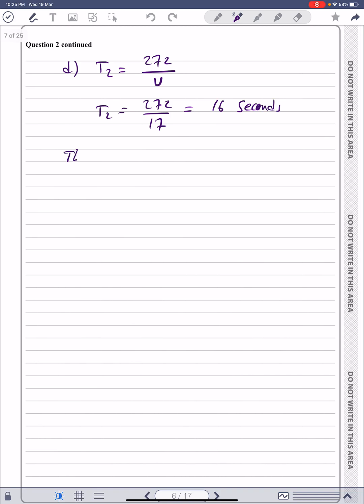So the deceleration from B to C is 17, which is V, over T2, which is 16, which is 1.0625 meters per second squared.